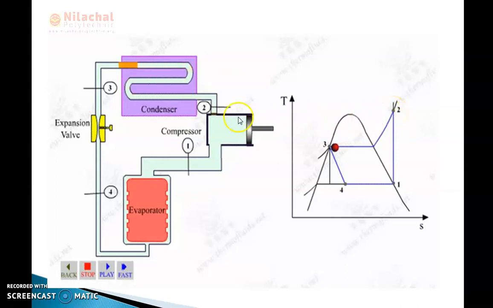After that, the 2 to 3 process is the condenser. The process name is constant pressure and temperature heat rejection process. So this is the heat rejection process, heat out. Here you observe from superheated state 2 to the dry saturated line. Let's consider this as 2 dash.